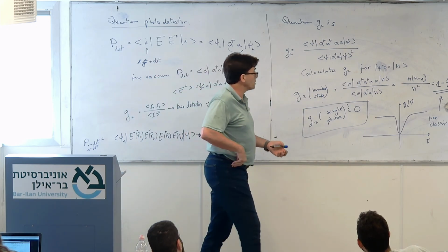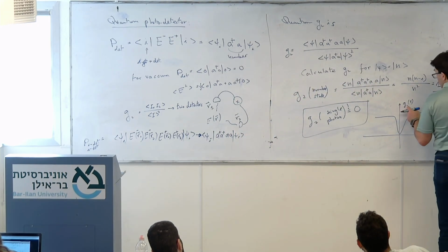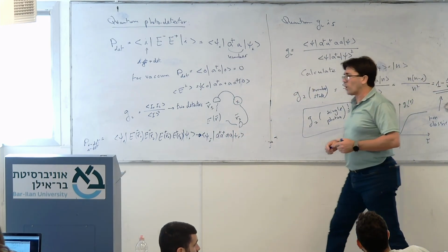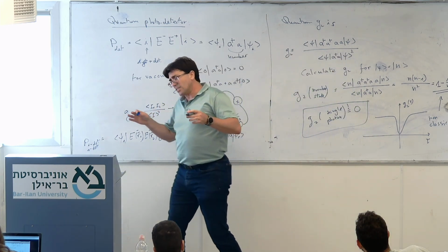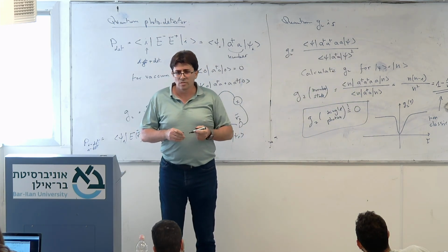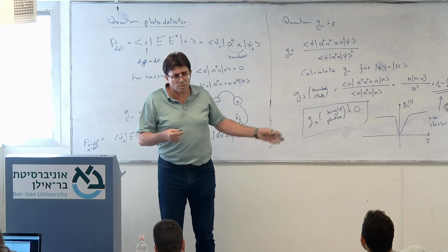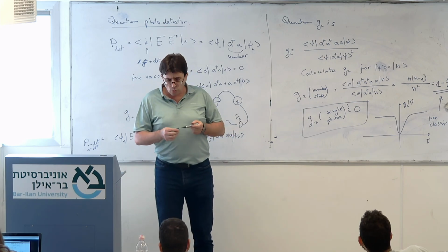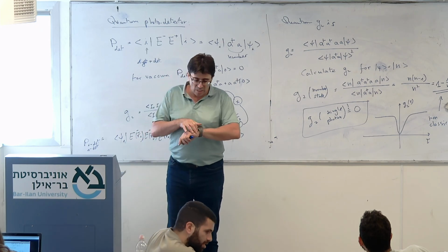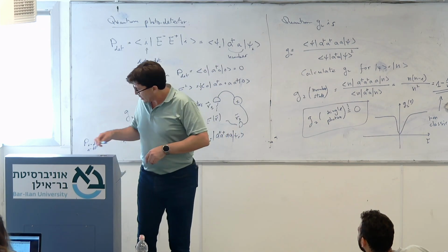So you see, people say G2 is a quantum signature. Yes, but it's primarily a quantum signature of the single photon state. For any other state, it's very hard to tell whether it's going to be classical or quantum just by measuring G2. But G2 is a measurable quantity, and we can see if it is. Okay, yeah.